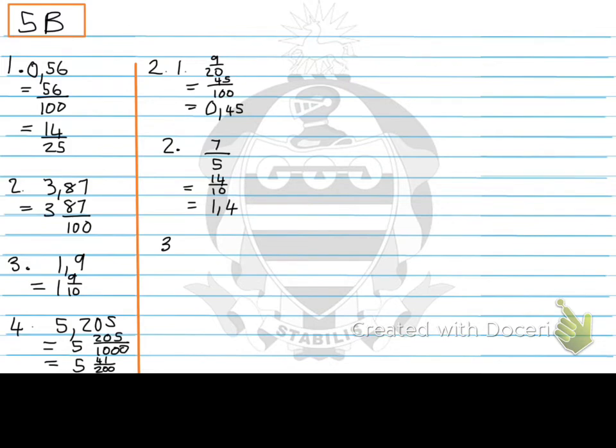Number 3, 24 over 25. 25 I can take to 100. So I multiply it by 4 and I get 96 over 100, and that's 0.96.